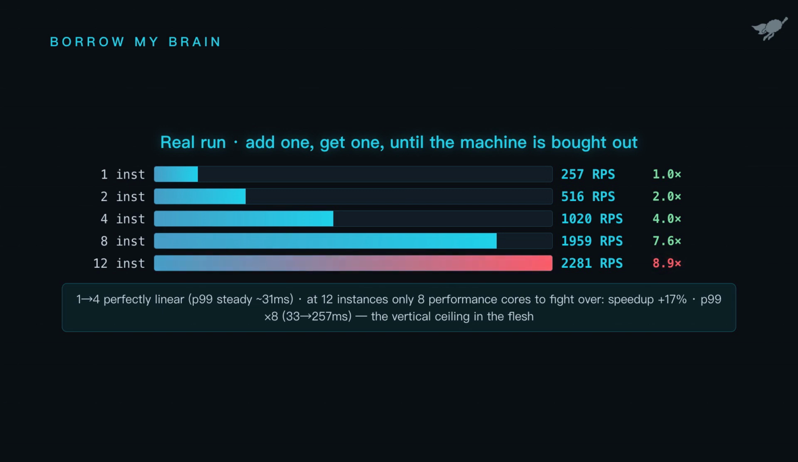Why? Because this laptop only has 8 performance cores. The first 8 instances get 1 core each. From the 9th on, they're fighting over somebody else's core, and the 4 efficiency cores left over are just born slow. That's the vertical ceiling, measured live and slapped right in your face. The multiplier one machine can give you is used up. To go any higher, it has to be an actual second machine. And that's exactly what horizontal scaling really means.